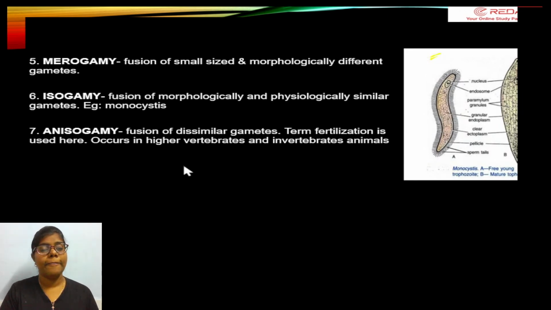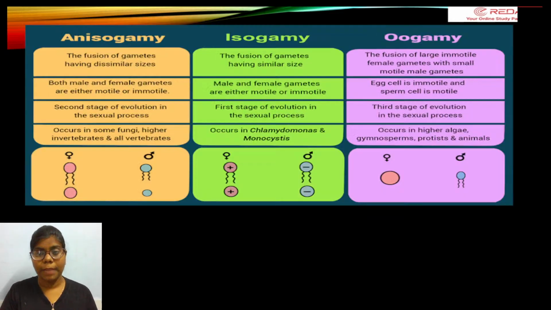So that is a difference between these two. Here it occurs mostly in the higher vertebrates and higher invertebrate animals. So invertebrates and vertebrates both have this kind of reproduction. Vertebrates are those with a backbone. Wherever the backbone is straight, that is vertebrates. Invertebrates have no proper skeletal system or backbone. So anisogamy is fusion of dissimilar gametes. Most of them will have this kind of reproduction technique.